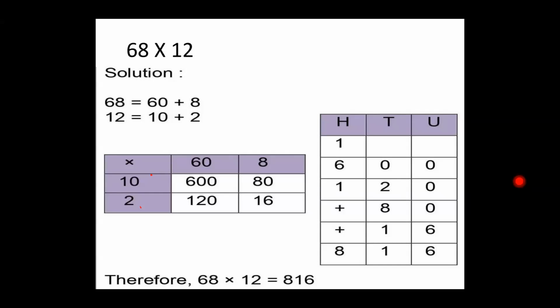Priyanshi, concentrate on your sum, dear. Yes, very good. We have 600 plus 120 plus 80 plus 16. So adding all together, what will be the answer? 600 plus 120 plus 80 plus 16. Correct. Your answer is 816.